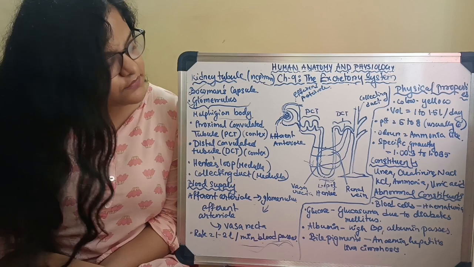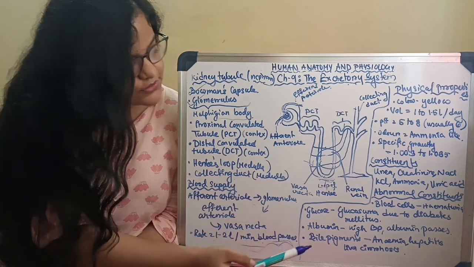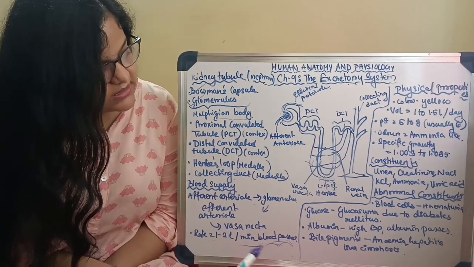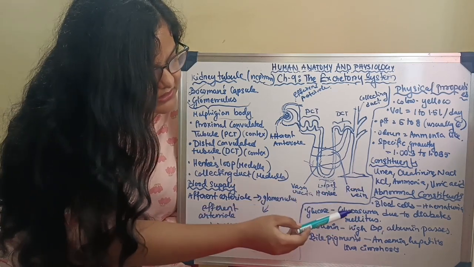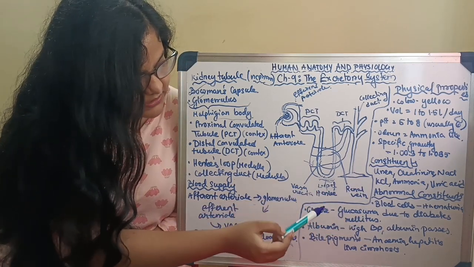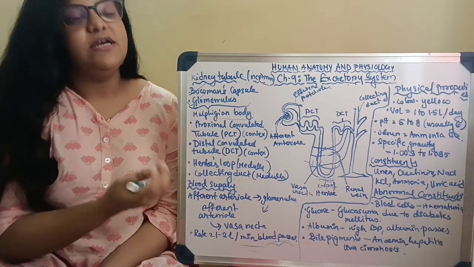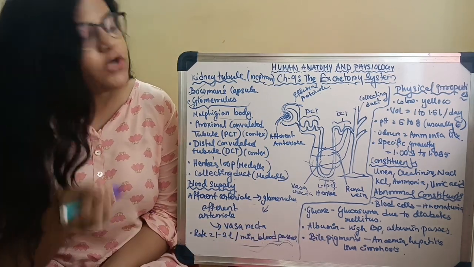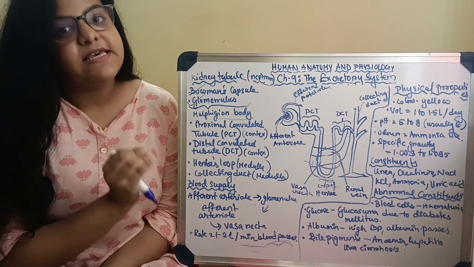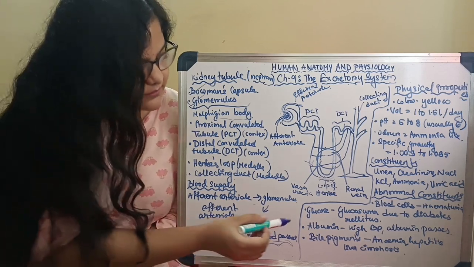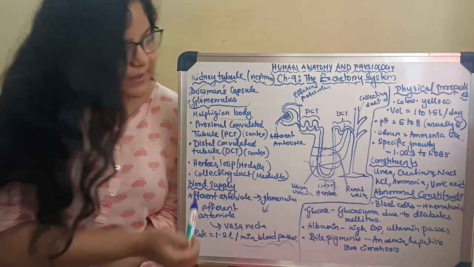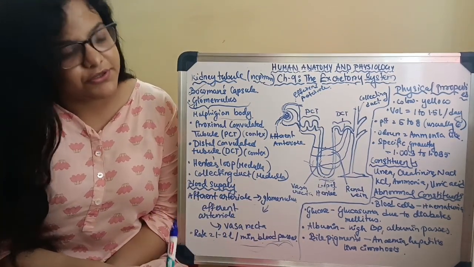Okay. Next comes the constituents of the urine. Now what are the constituents of the urine? Urine contains many inorganic salts like sodium chloride, NaCl, KCl, and also urea, creatinine, ammonia, and uric acid, which are actually nitrogenous waste and are not required by the body, hence excreted by the kidneys or the urinary system. Okay. Urea is the maximum content of the urine.